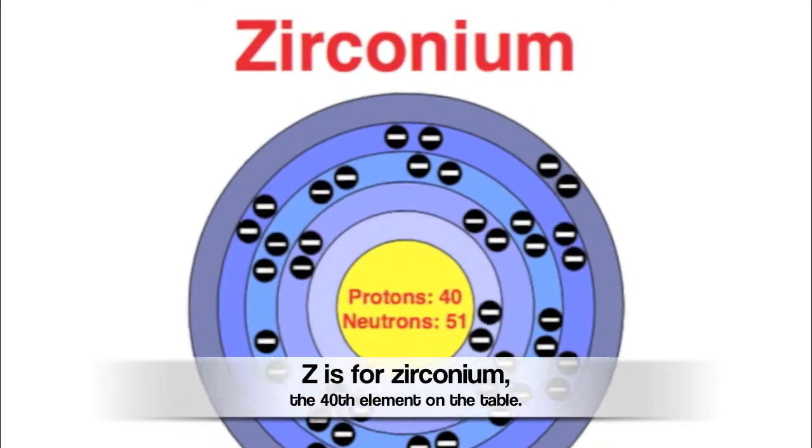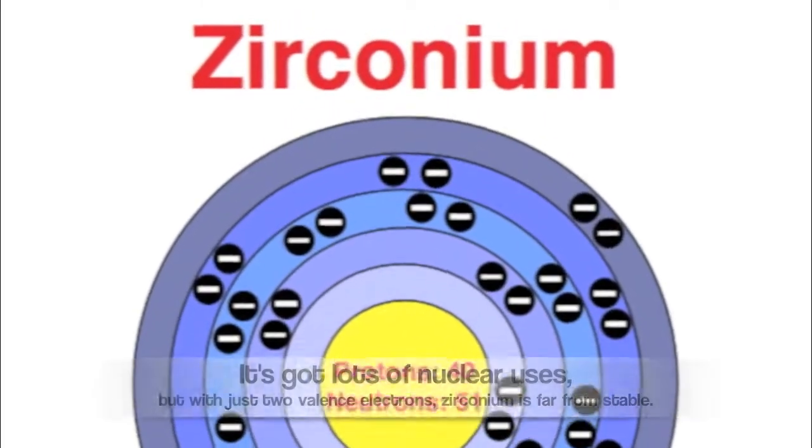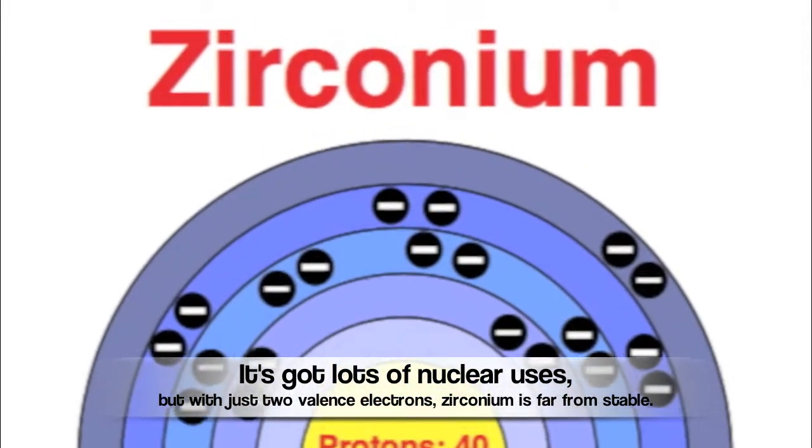Z is for zirconium, the 40th element on the table. It's got lots of nuclear uses, but with just 2 valence electrons, zirconium is far from stable.